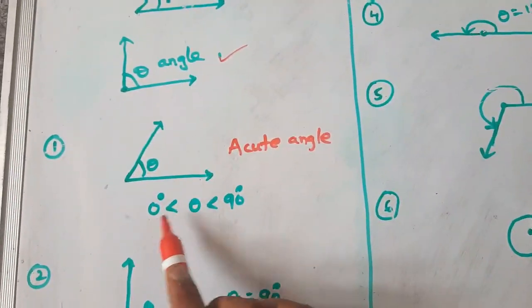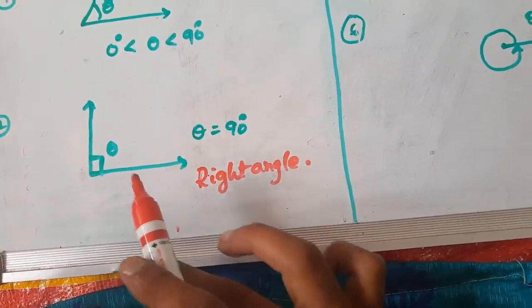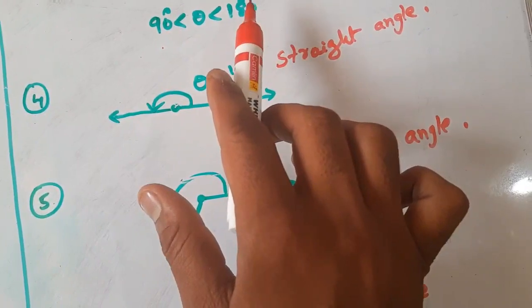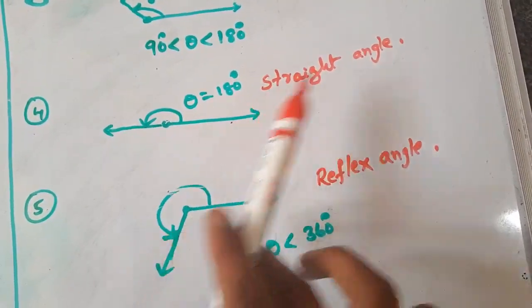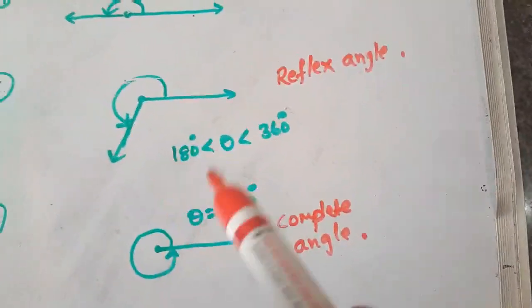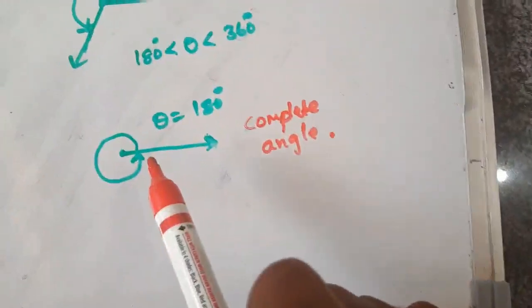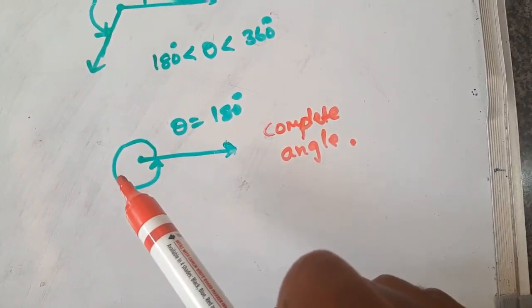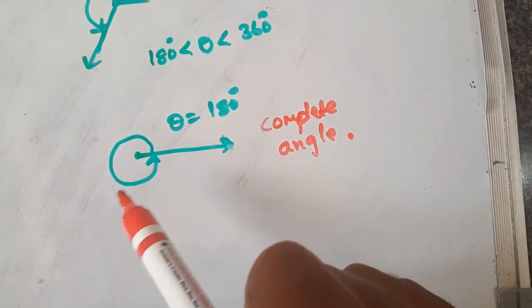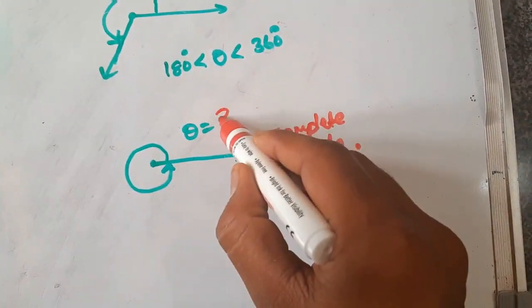If the angle is between 0 and 90 degrees, it is called an acute angle. If the angle is exactly 90 degrees, it is called a right angle. If the angle is between 90 degrees and 180 degrees, it is called an obtuse angle. If the angle is equal to 180 degrees, it is a straight angle. If the angle is between 180 and 360, it is called a reflex angle. If one ray rotates one full circle, then it is called a complete angle. Angle theta is equal to 360 degrees.